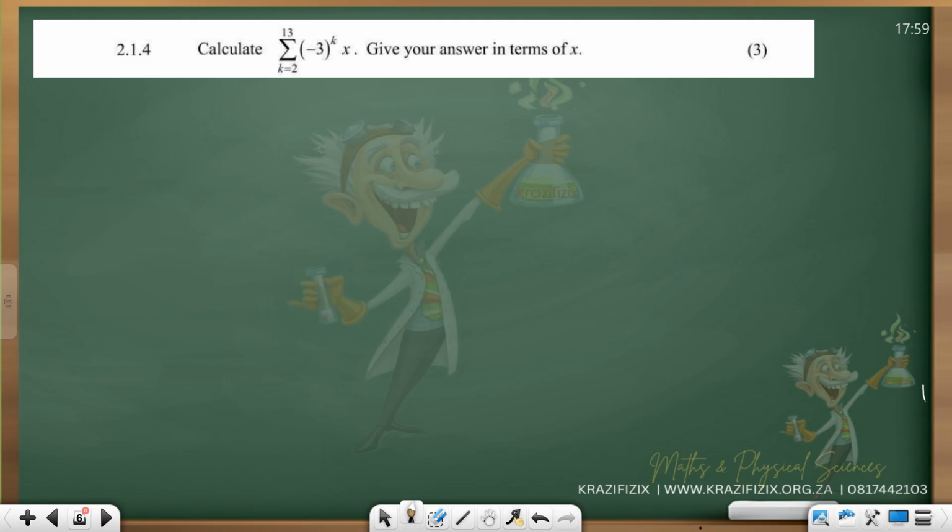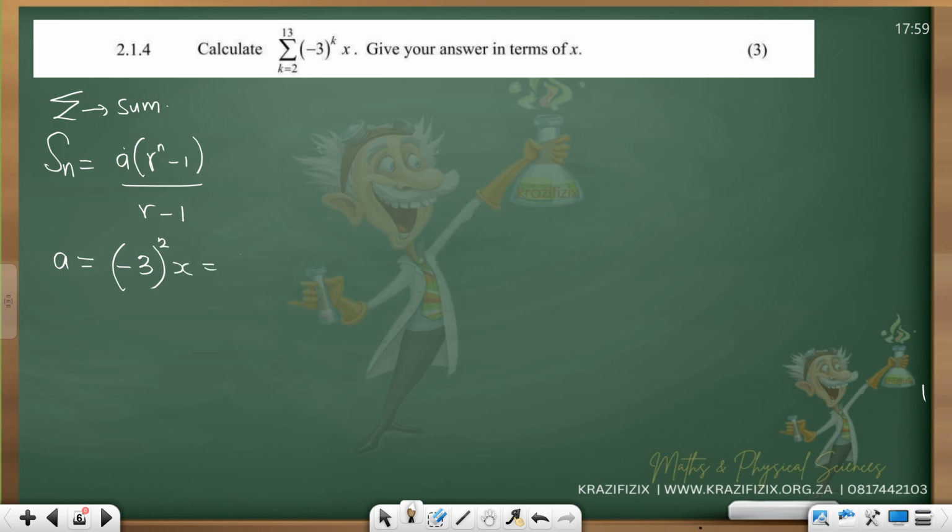All right. First thing is, I know that this means sum. And the good thing is, guys, we already know that it's a geometric series. We know the formula. What's our formula? Sn. If you don't know what to do, start by writing the formula. Then you start substituting. Oh, do you see? We need A. What is our A? We go back there and substitute -3 to the power of 2 times x. What is that? 9x. That's A.